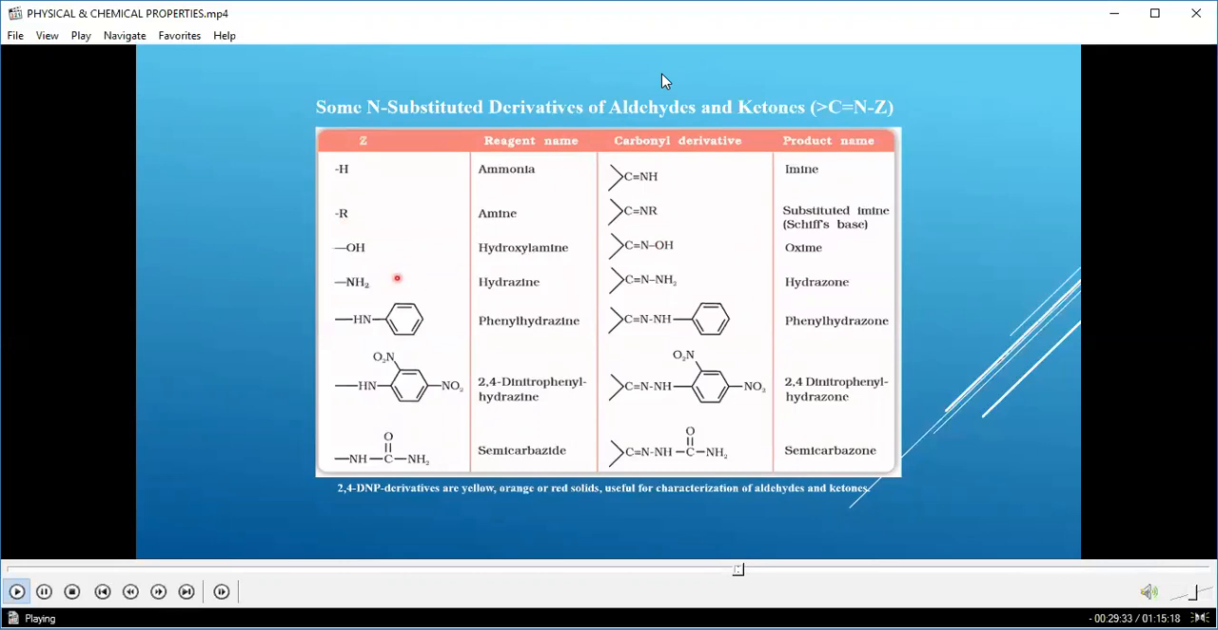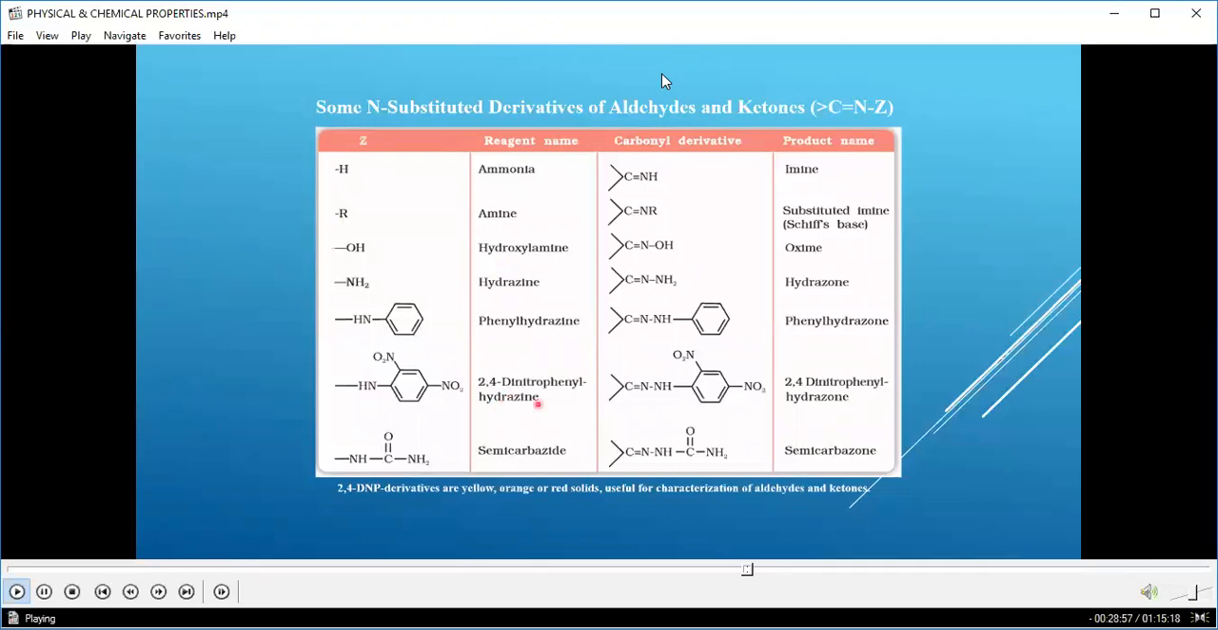Next, hydroxylamine, that is NH2OH. So we are going to obtain the product oxime, that is C double bond N when attached with the hydroxyl group, then the product is known as oxime. This complete thing, C double bond N bond OH, is known as oxime. Hydrazine, that means NH2NH2, so the product name will be hydrazone. When we are talking about phenylhydrazine, the product name will be phenylhydrazone.